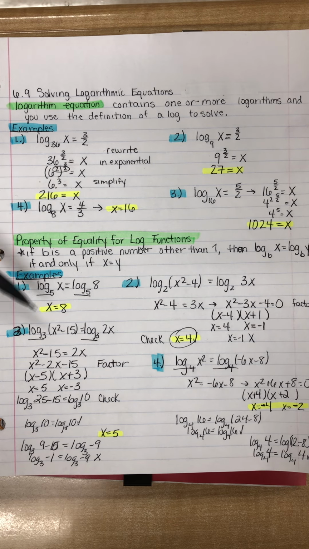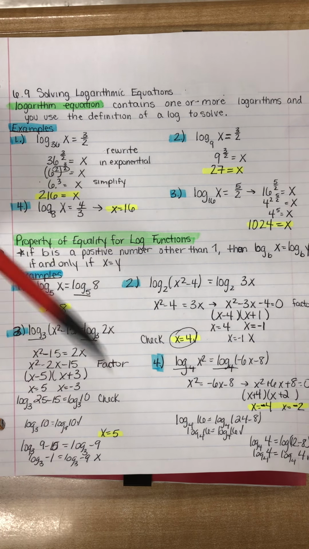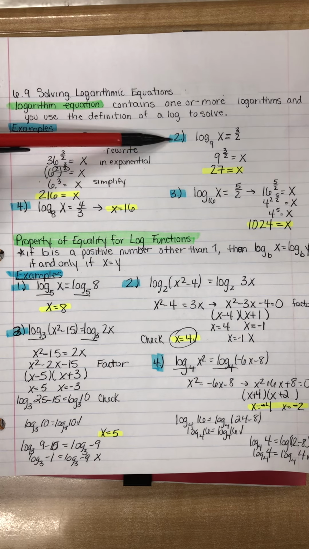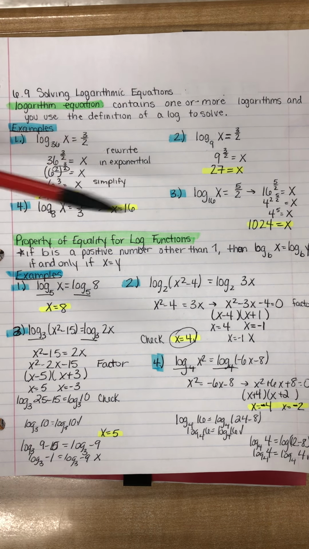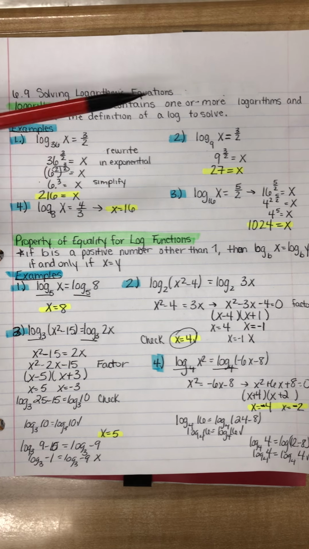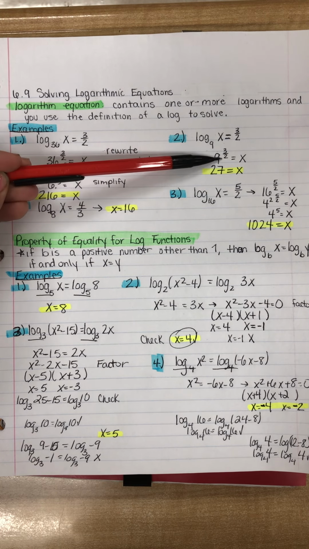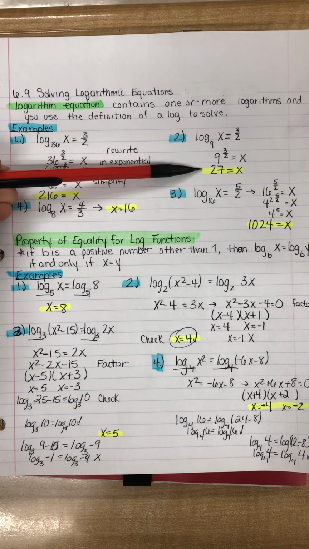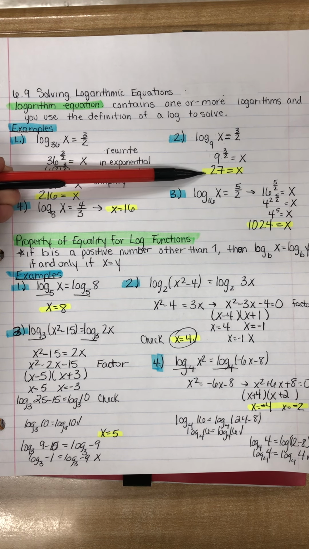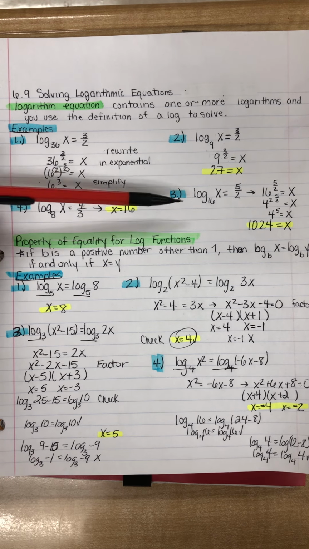All my answers are highlighted in yellow for each problem, okay? Number 2 is over to the side. So you have log base 9 of x equals 3 over 2 again. So you rewrite it as 9 to the 3 over 2 equals x. Again, you can just type that in. I got x equals 27. See if you get the same answer as me. You should be doing these as I'm doing them.